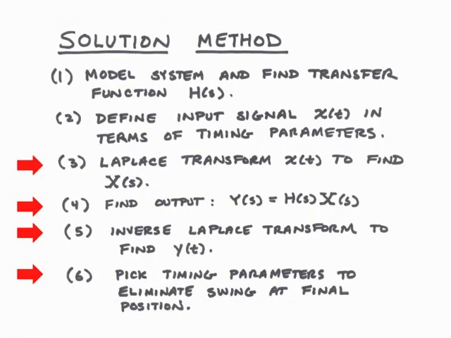We have now completed steps 1 and 2 of our solution method. In our next presentation, we'll tackle steps 3 through 6. The first thing we'll do is Laplace transform x of t to find x of s. Then we'll find the response to that in the frequency domain, y of s, by multiplying that x of s by the transfer function h of s that we found in this presentation. We'll then inverse Laplace transform y of s to find y of t. And once we've done that, we'll then pick our timing parameters so as to make y of t equal to 0 at the end of the motion.